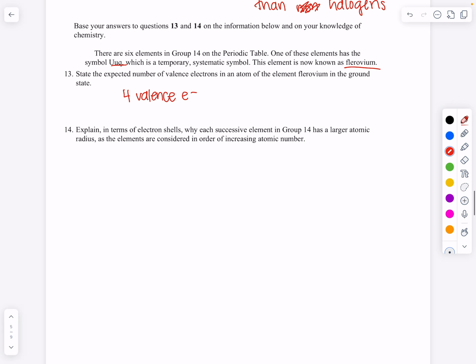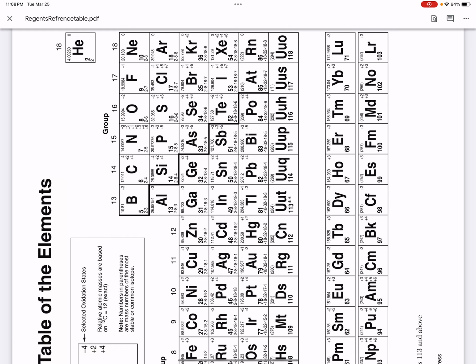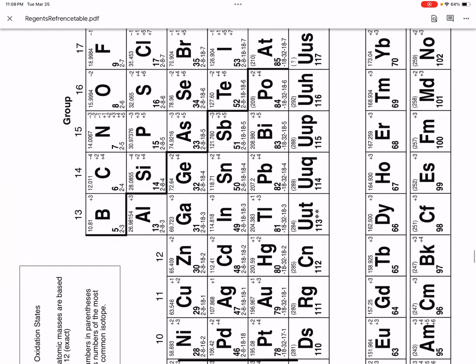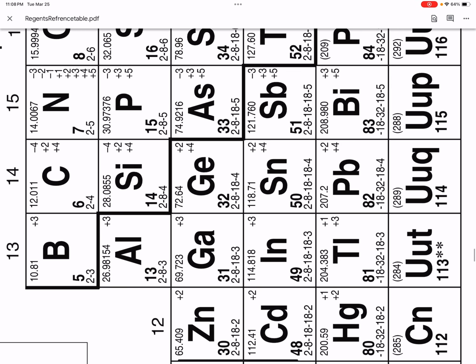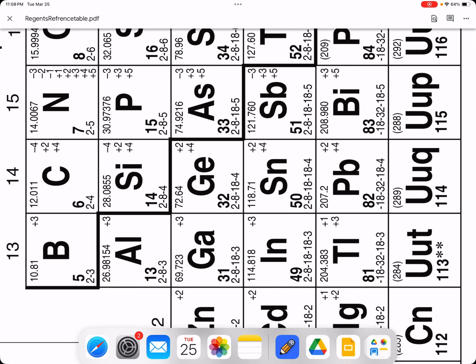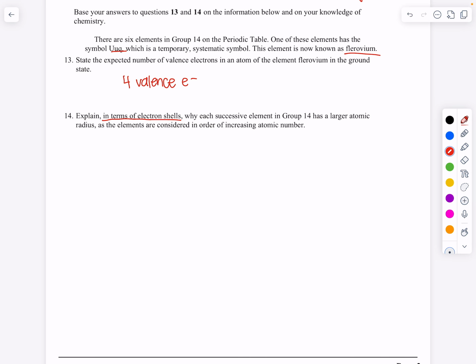State in terms of electron shells why each successive element in group 14 has a larger atomic radius, considered in order of increasing atomic number. So make sure that you explain as the question says to do. It says explain in terms of electron shells. Looking back at group 14, as we go down the group, each time we add an electron shell. This is also the way the atomic number is increasing: 6, 14, 32, 50. So why is the atomic radius increasing in terms of electron shells?